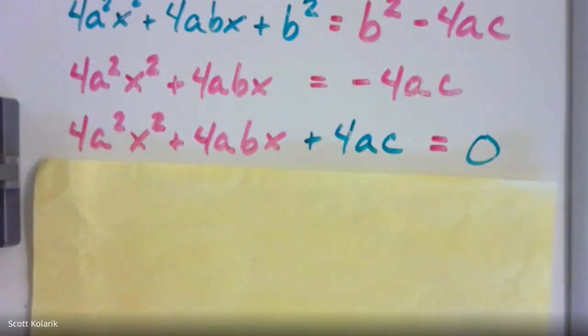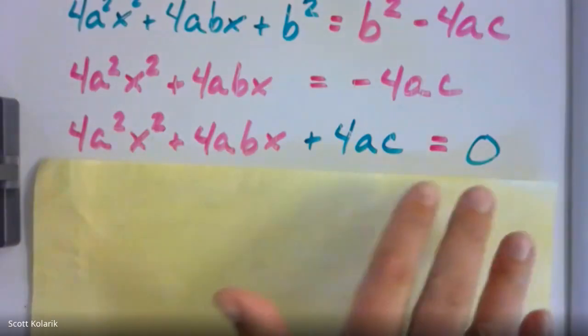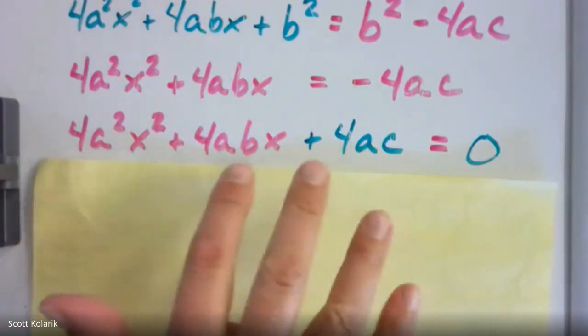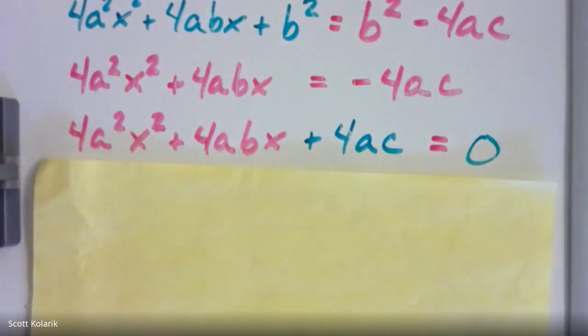And so I now have this mess over here on the left-hand side of the equation: 4a squared x squared plus 4abx plus 4ac equals 0. All right, so I've successfully moved everything onto this left-hand side of the equation, and that's all well and good. But here's the other thing I want you to notice.